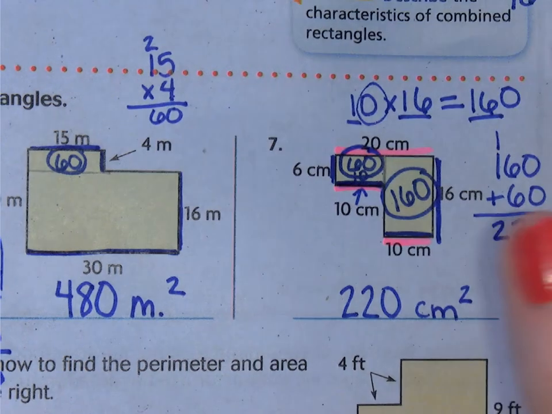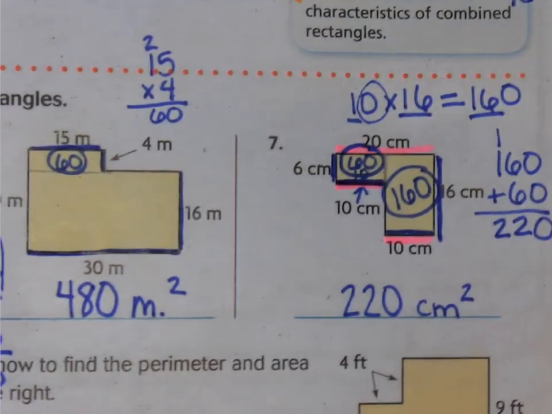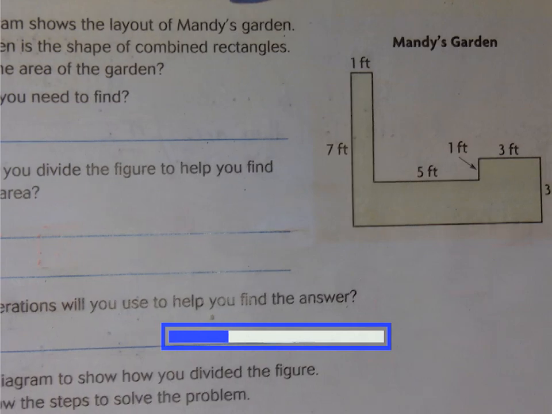Oh, let's see. We're going to skip this hot one for right now. Okay? I might go back and do that one later. It's talking about the perimeter of those. I don't want to confuse you. We're just figuring out the area of these combined rectangles, okay?